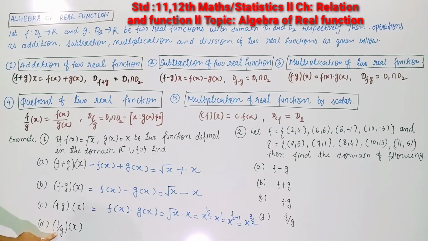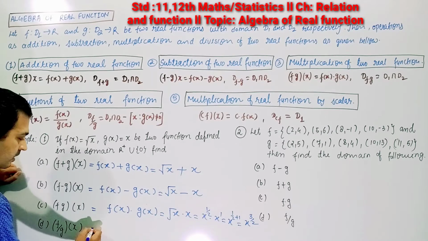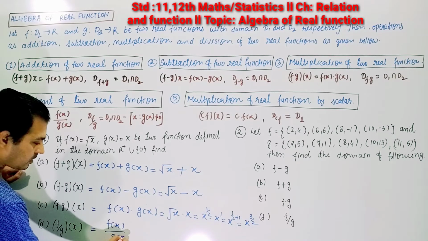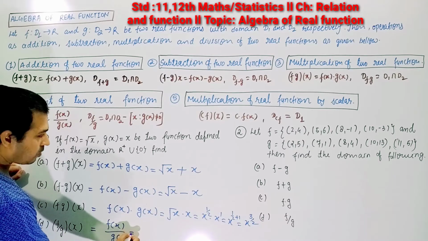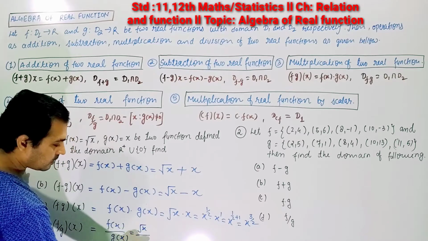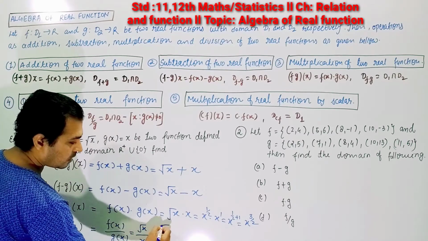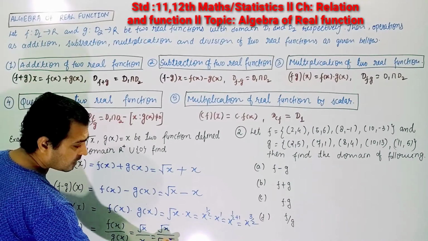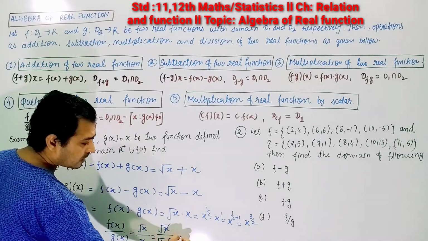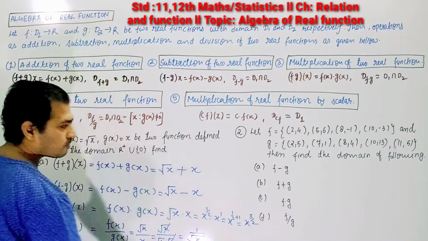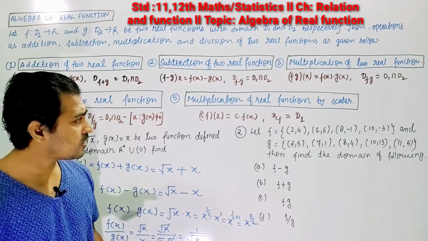Now the quotient of two functions means division of function f by g with x. So we can express this as f of x by g of x, right students? So the value of f of x is root x, and g of x is x. So here students, root x. Now this x can be written as root x into root x, so this will be cancelled out. So what are we getting? 1 upon root x.